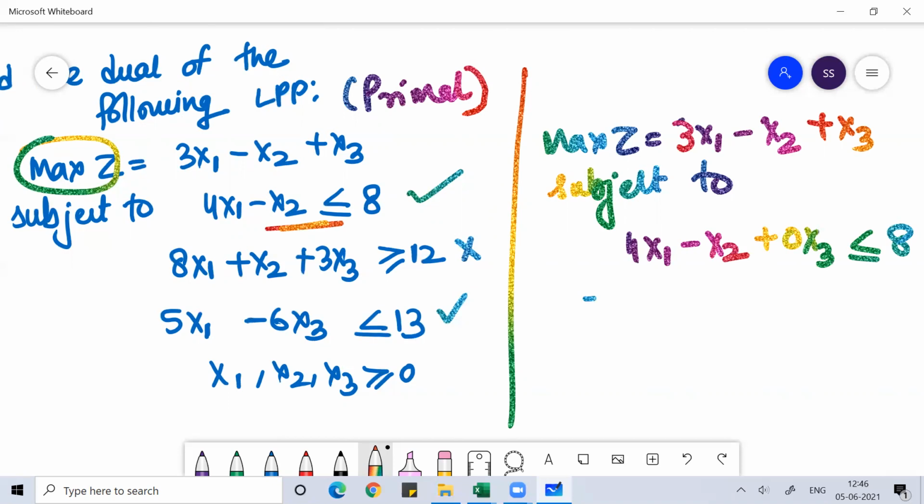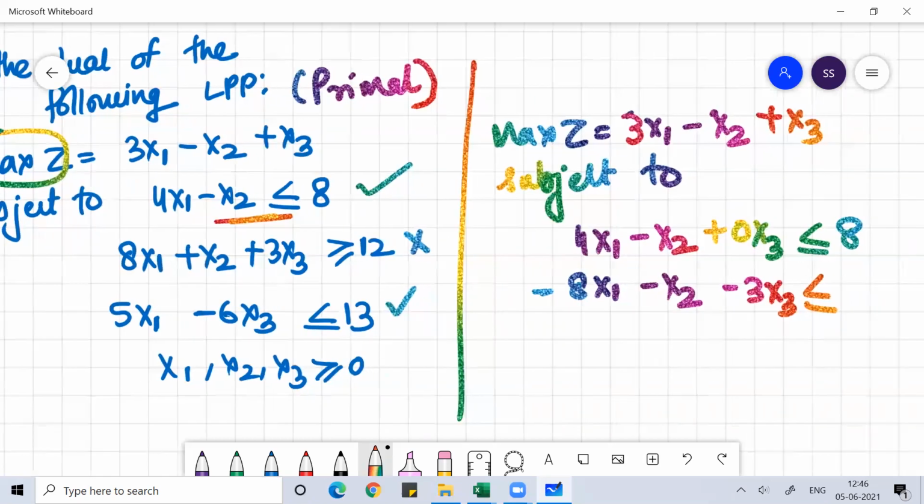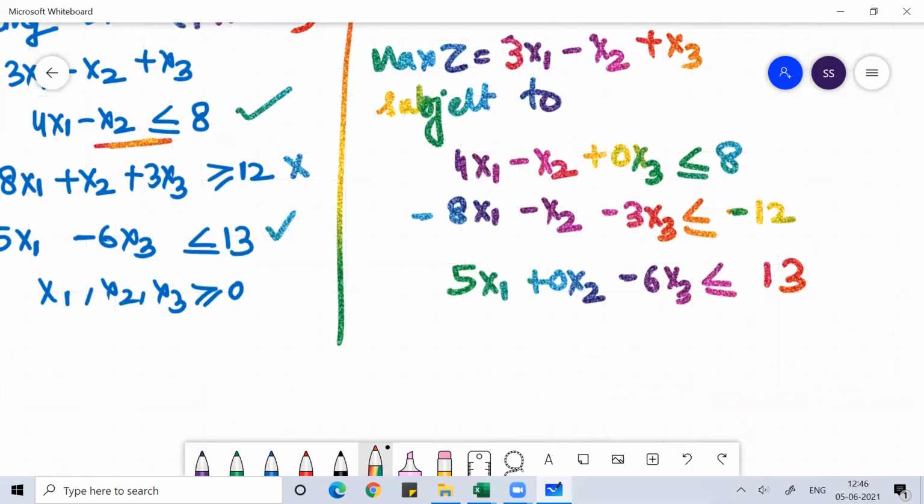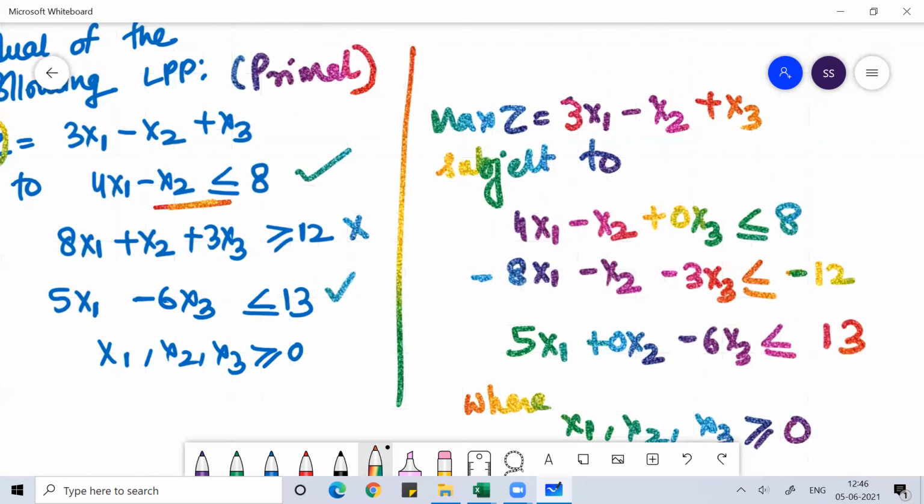This I can write as minus 8x1, because you know you transpose and write, so better to write in proper order. So minus 8x1 minus x2 minus 3x3 is less than or equal to minus 12. Then 5x1 plus 0x2, because there's no x2 here, minus 6x3 is less than or equal to 13. And where x1, x2, x3 is greater than or equal to 0. Can you understand this? I wrote them in canonical form.